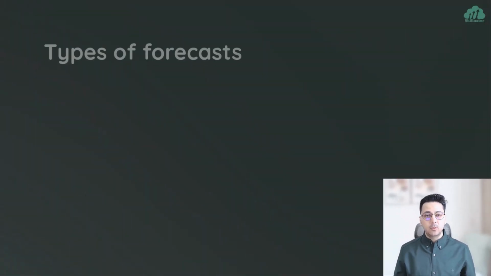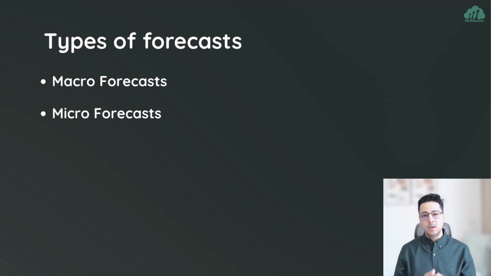In the previous lesson, we clarified what a forecast really is. It's an estimate and not a promise. Now let's build on that idea and introduce an important distinction. In most organizations, you will come across two types of forecast, the macro forecast and the micro forecast. And it's important to understand the difference between the two and why they both exist.